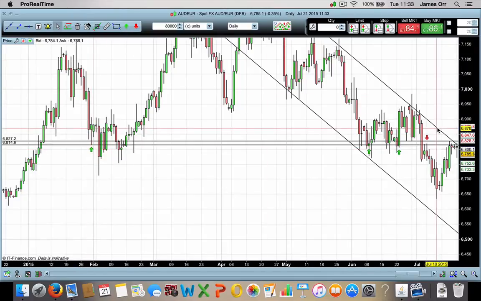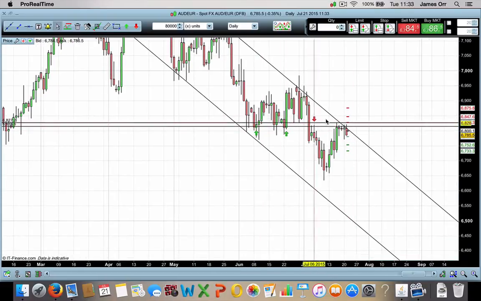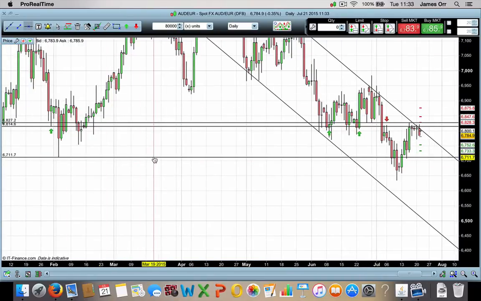Now, all you do is you'd come across, you'd see if it lines up. It lines up absolutely perfectly right here with, this is R1. So I'd be looking in this zone for reversals. On the move down, I'd be looking, let's have a look. You've got a strong tail there.